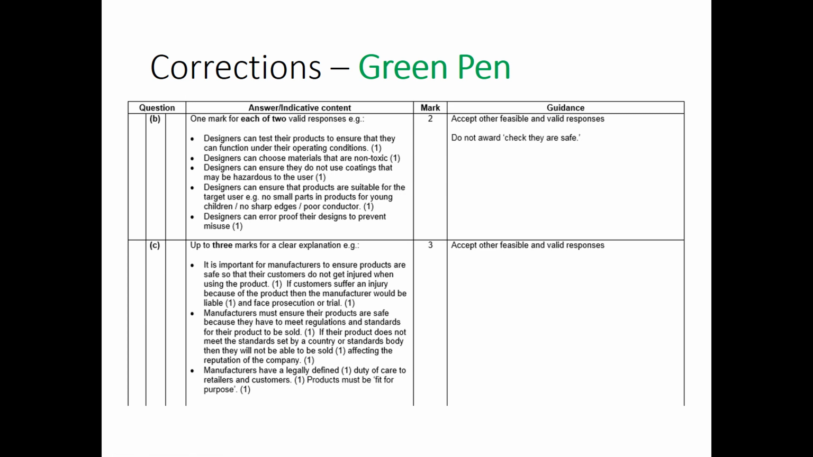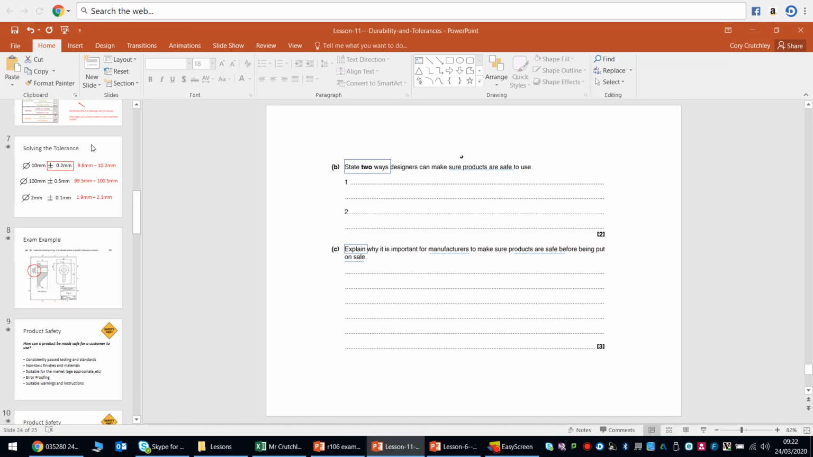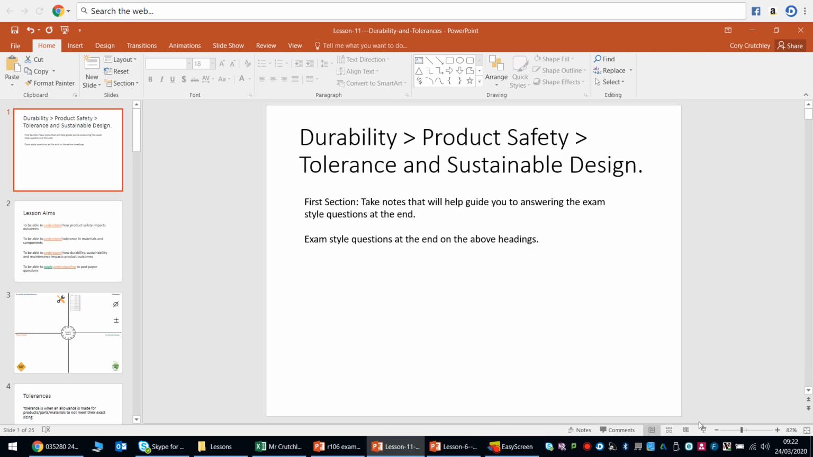That overall sums up manufacturing, durability, safety, and tolerances, and also sustainable design.